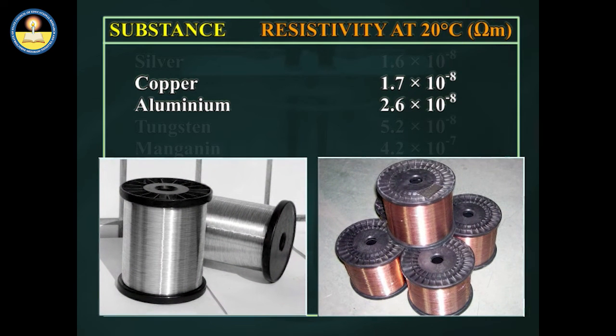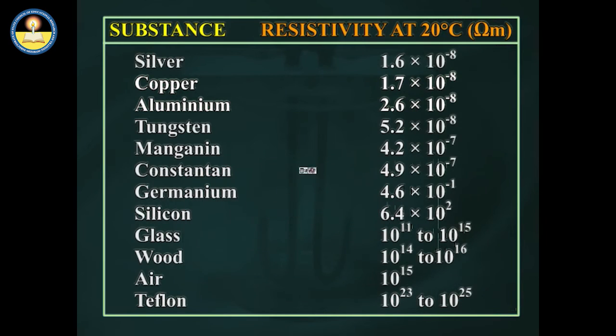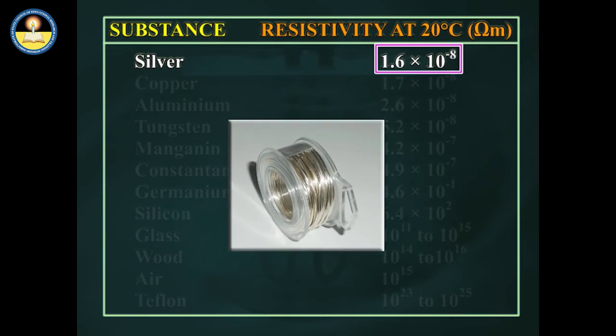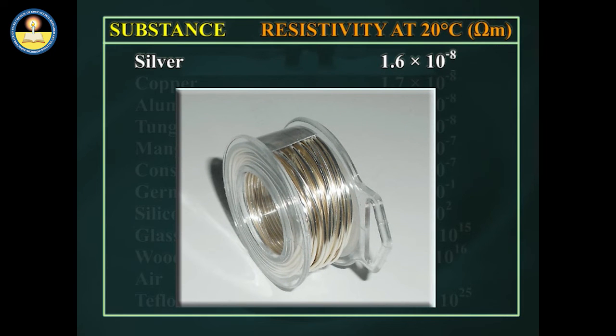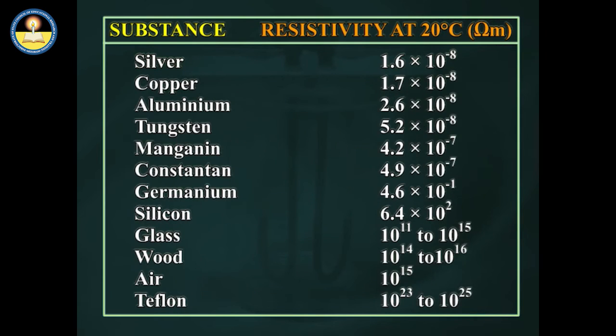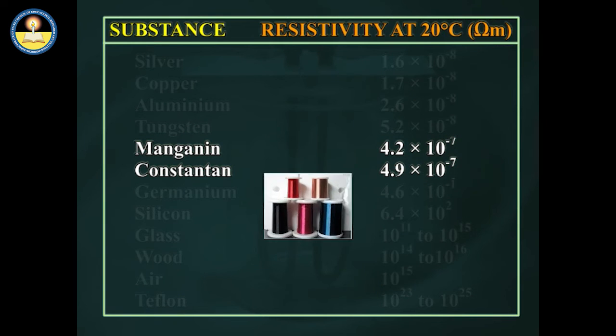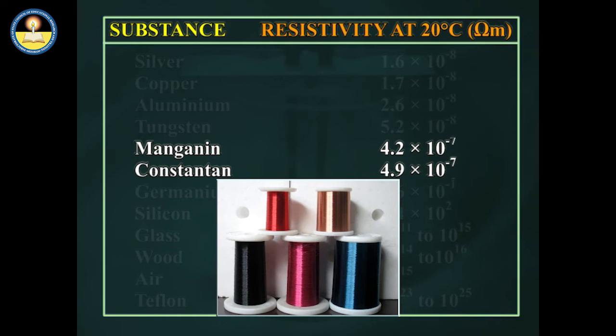Copper and aluminium have a very low electrical resistivity. That is why they are commonly used for making electrical wires. However, the resistivity of silver is so low that it can be used as the best conductor of electricity. While electrical resistivity of alloys like manganese and constantan is very high. Thereby, thin wires of these materials are used to make standard resistances.